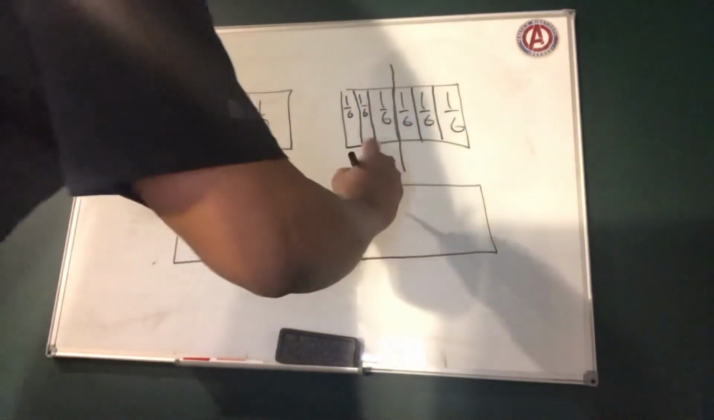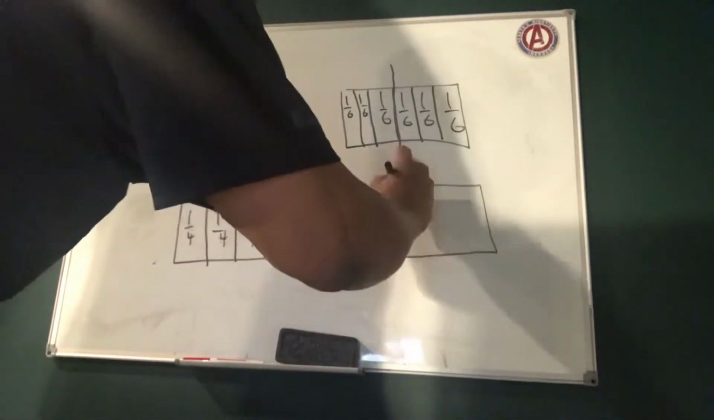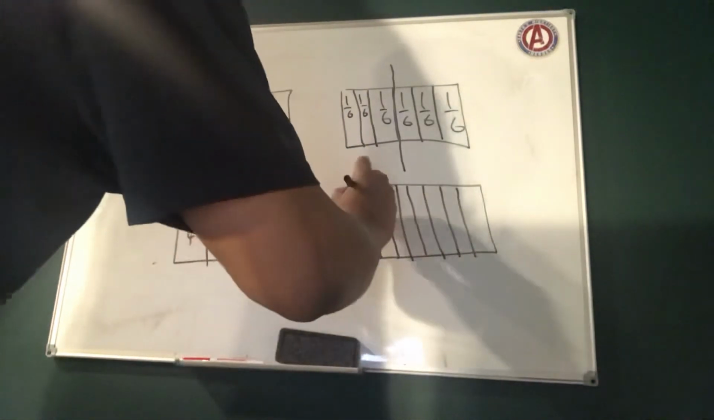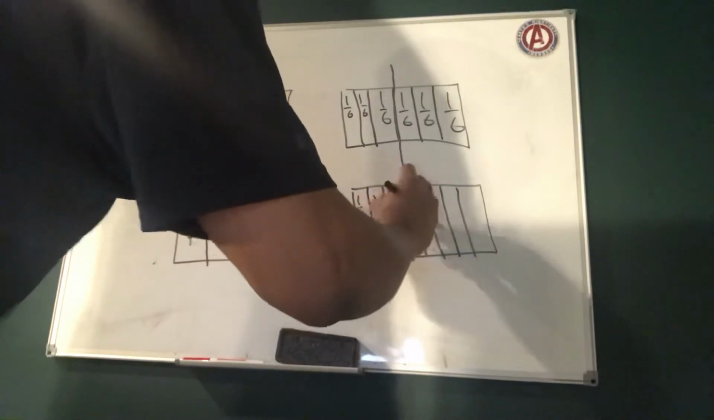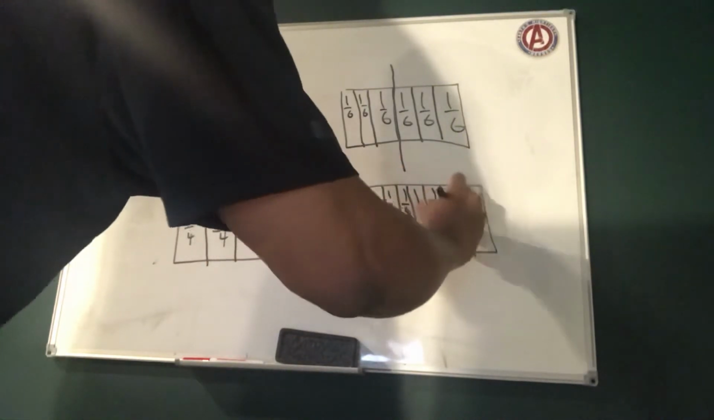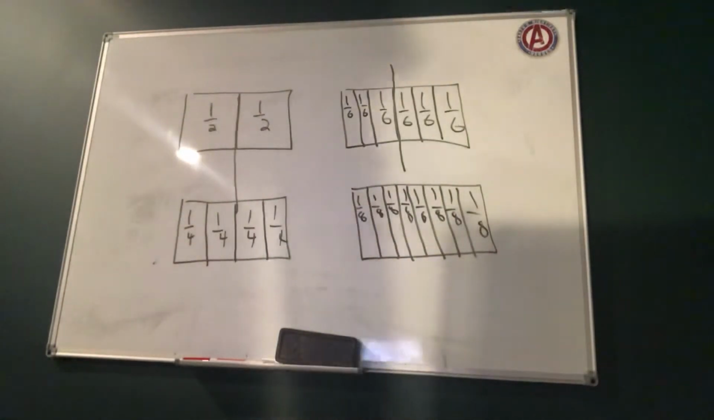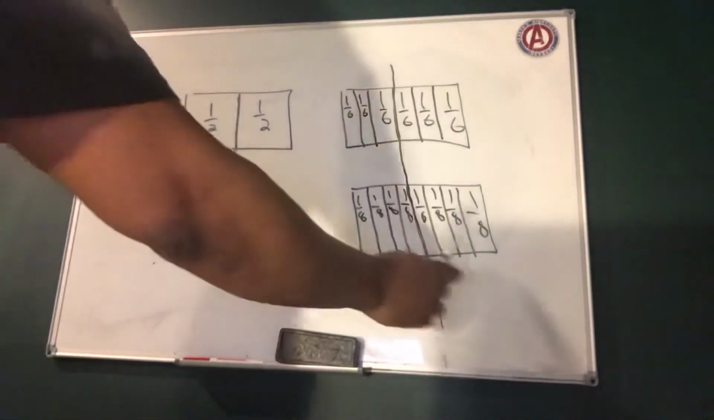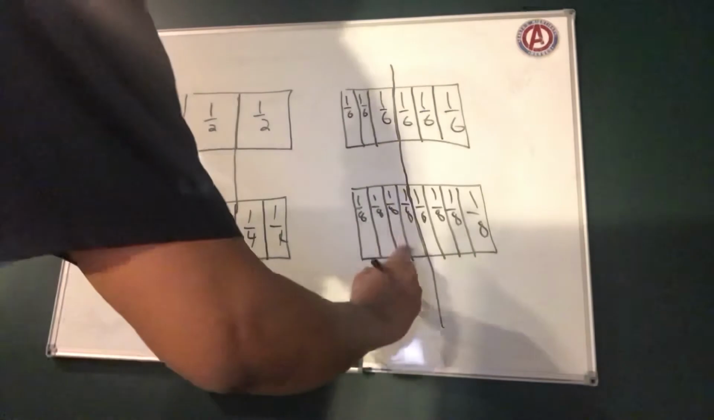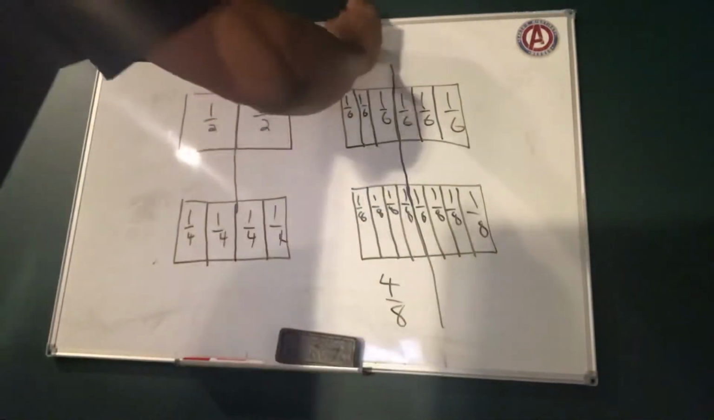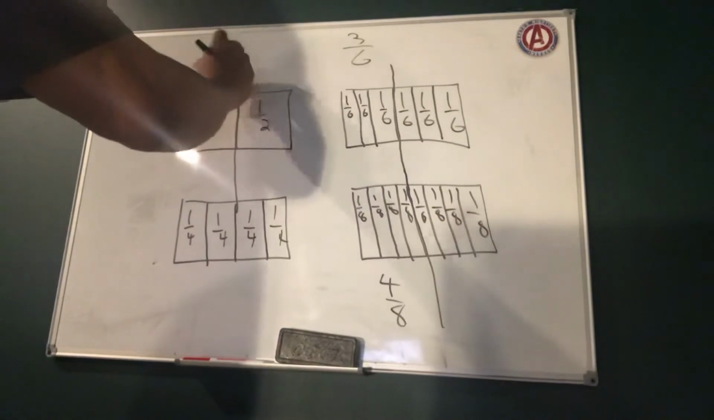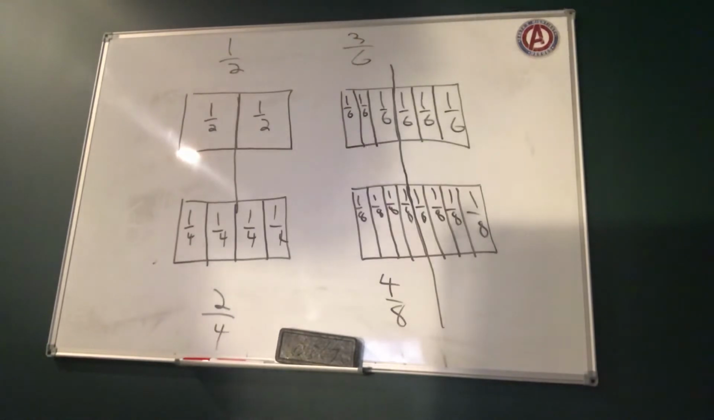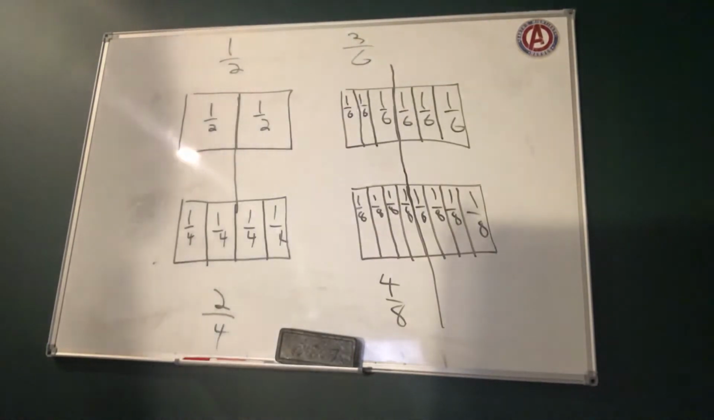And our last piece we're going to divide into eighths. So 1, 2, 3, 4, 5, 6, 7, and then 8. So 1/8, 1/8, 1/8, 1/8, 1/8, 1/8, and 1/8. And if you look at it right down the middle, how many eighths do we need to equal a half? Well, we need 4/8. So we know that 4/8, 3/6, 1/2, and 2/4 are all considered to be equivalent fractions.